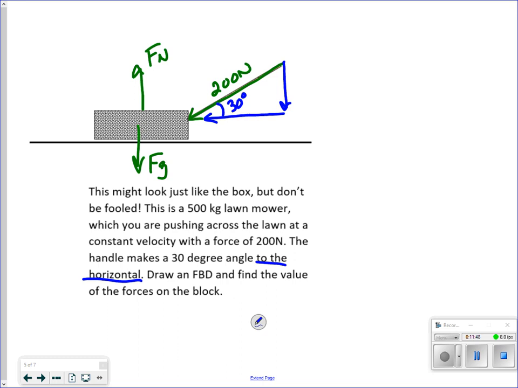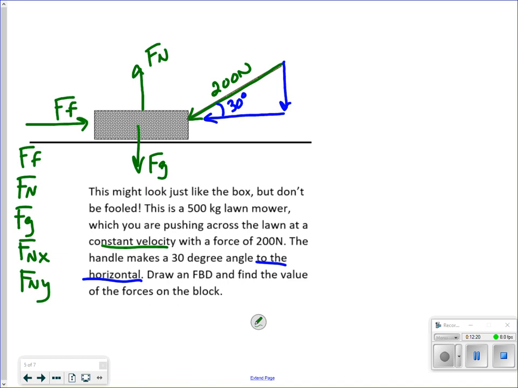Okay, now in other forces, as you can see, if I have something pushing to the left, but I'm moving with a constant velocity across the lawn, I've got to have friction, and it's going to be going that way. All right, so again, what do I want to know? I want to know friction, I want to know normal, I want to know gravity, and, well, technically it's a normal force in the X and in the Y, because we're pushing, right?